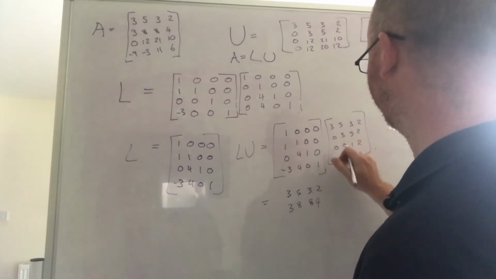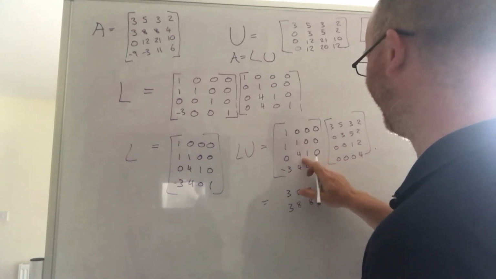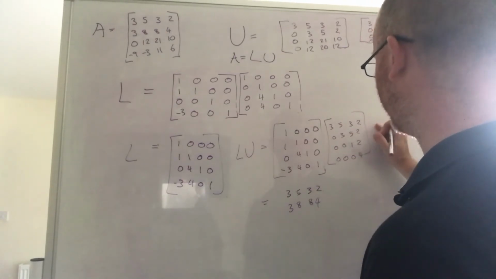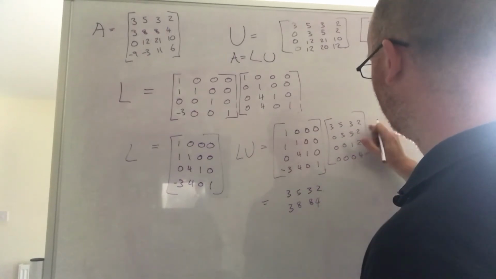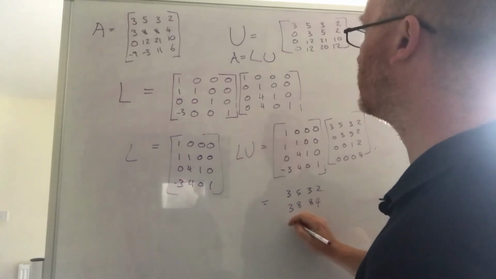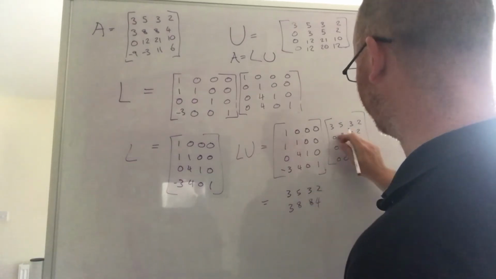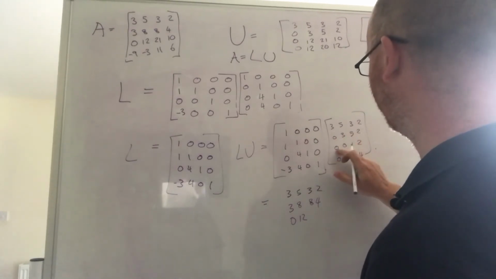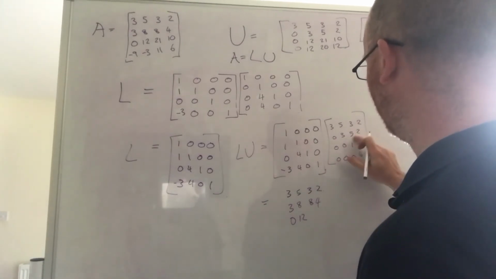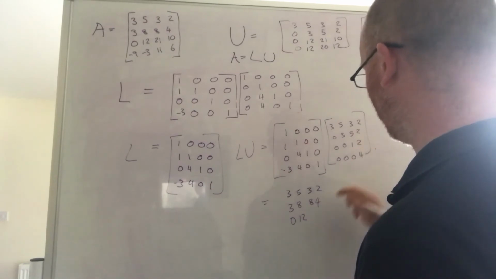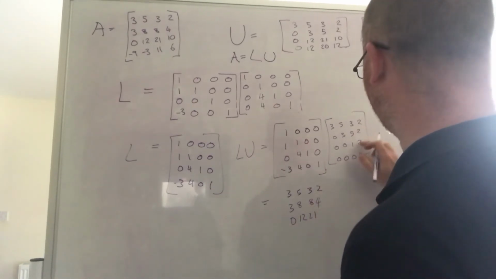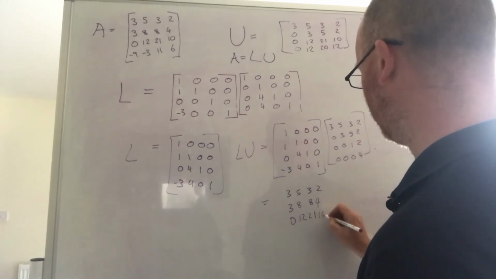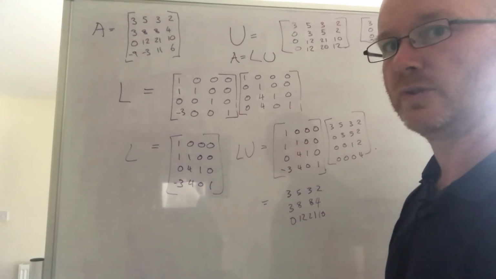Oh, hang on. 4 times the second row plus the third row. So it's 4 times 3, it's going to give us 12. 0, 12. 4 times 3 plus 1 of them. 4 5s are 20 plus 1 is going to give us 21. That's going to give us 4 2s are 8 plus 2 is 10. Okay, looking good so far.